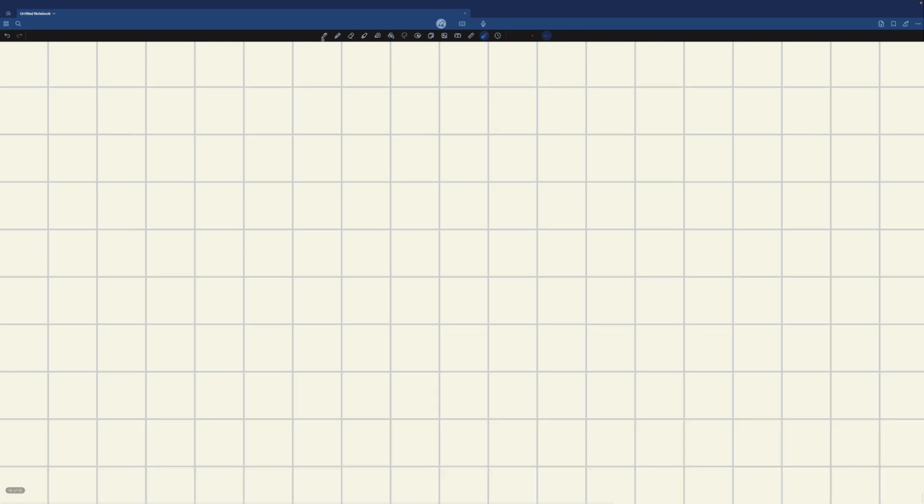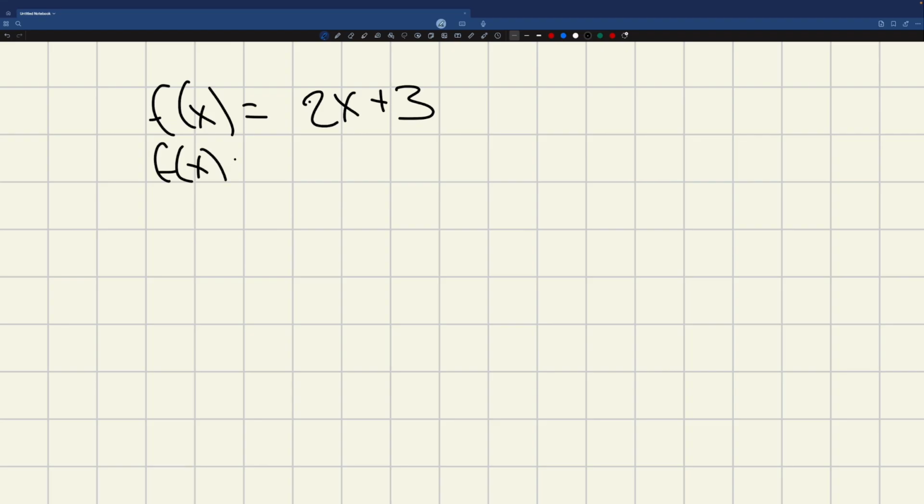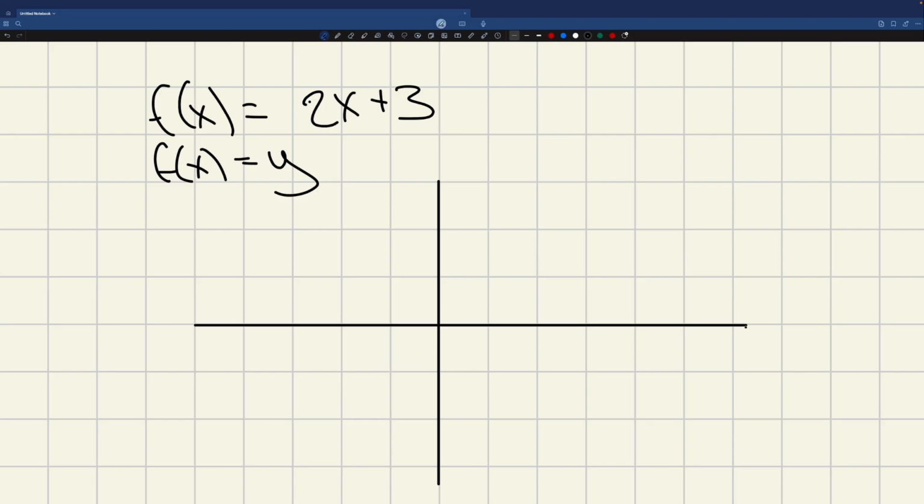Now a bit more of functions. So functions, of course, can be graphed. And in fact, when you graph something, so f of x is equal to, let's just say, 2x plus 3. And f of x is equal to y. And you have to graph this. So let's just draw the graph. Let's draw the coordinate plane. Boom. Nice. Okay.